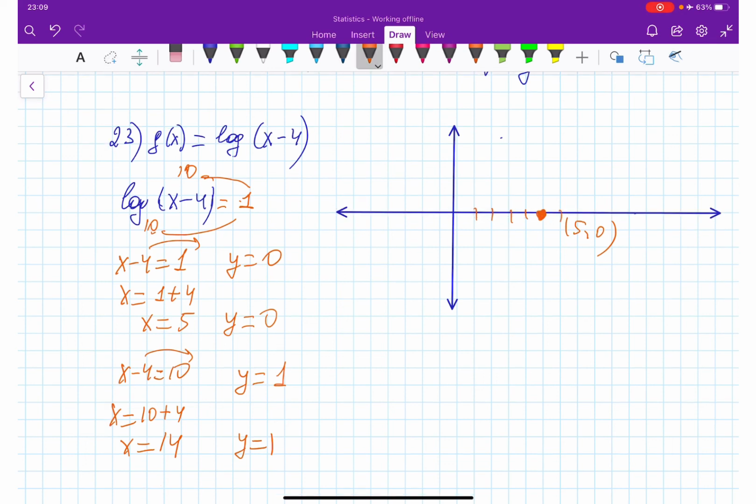5, 6, 7, 8, 9, 10. 1, 2, 3, 4. Perfect. 14, and my y is equal 1, which means the graph is going to go, because its x was minus 4, we shifted to positive 4, right? Let me see. The vertical asymptote is going to shift this way by 1 less.